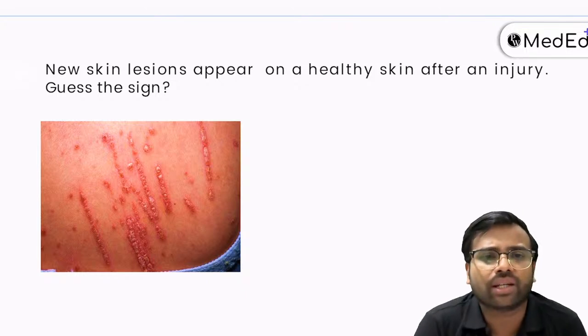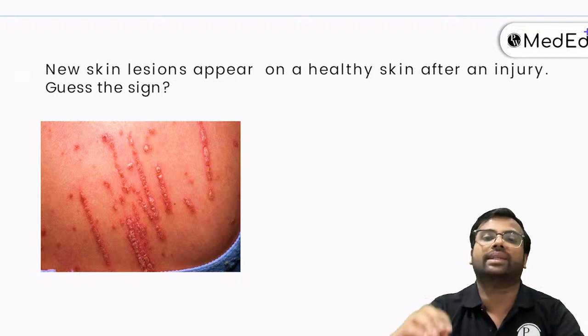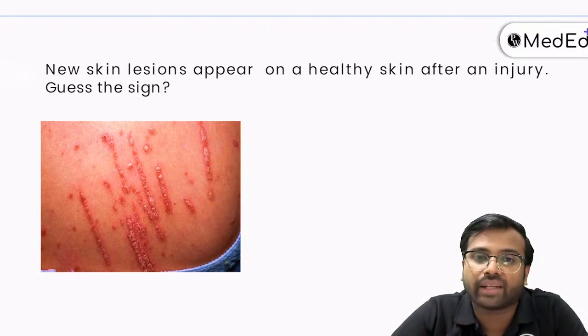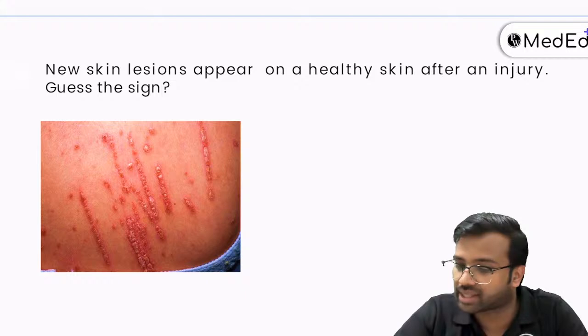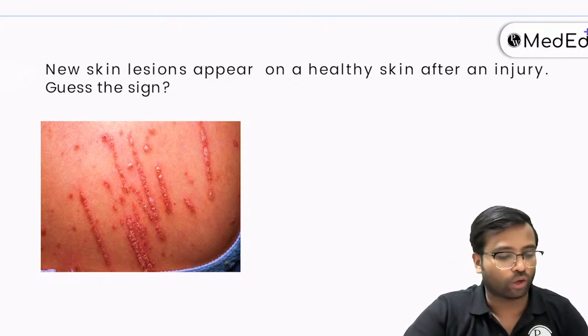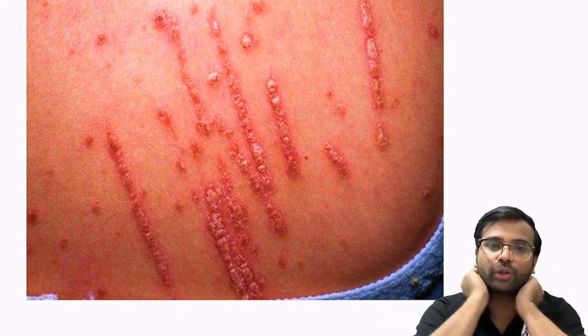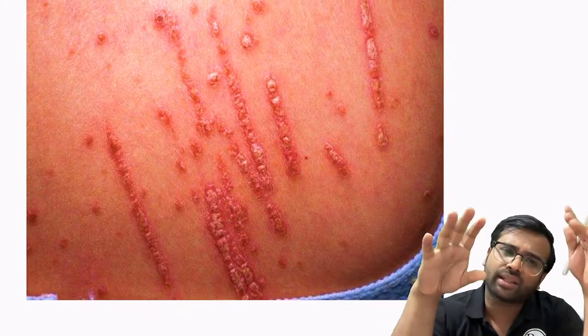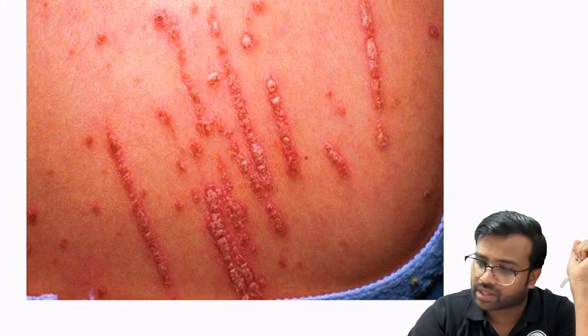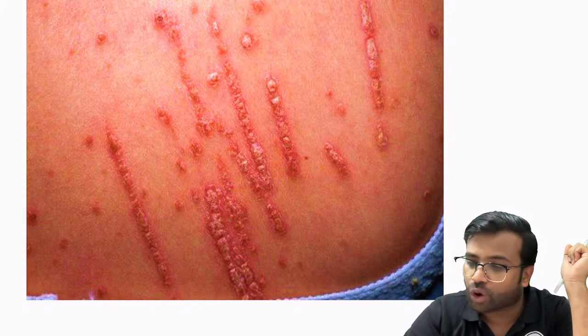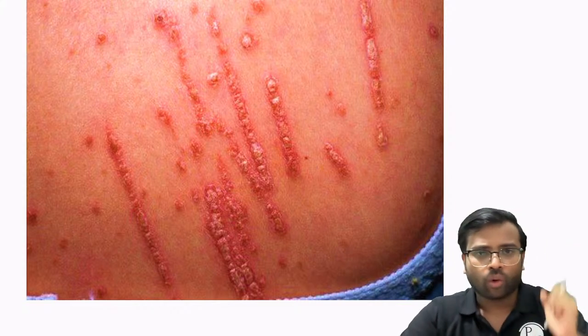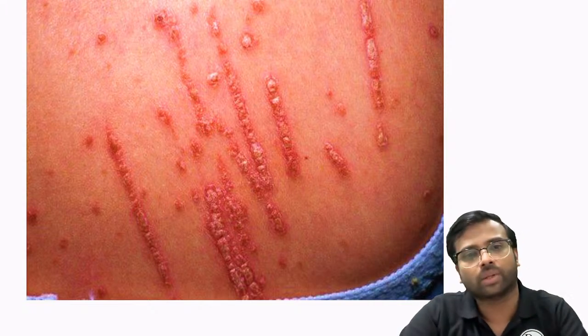A new skin lesion appears on healthy skin after an injury. Guess the sign. Now, what I would like all of you to do is just see that this is how a patient comes to your OPD. You can see that there are some lesions over the skin, isn't it? So when you see these lesions over the skin, just try to apply some common sense here.